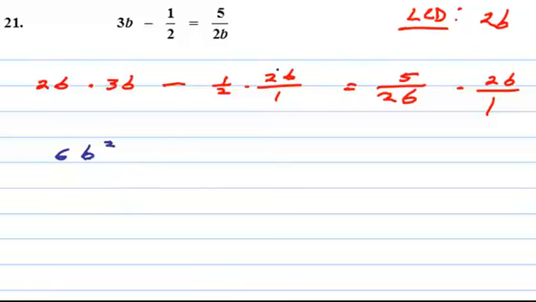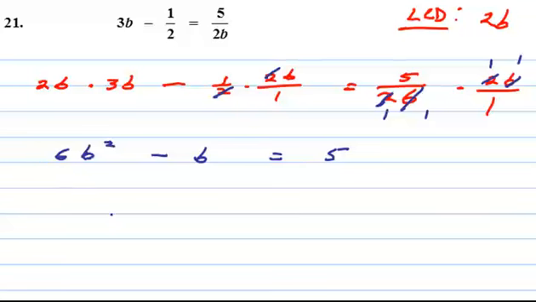So we're going to cancel the 2 in this numerator with the 2 in that denominator, and that leaves us with minus b. And in this last expression, we can cancel the 2's. We can cancel the b's. And we're left with 5 over 1, which is just 5. So now we're left with just an equation, and we have to determine what type of equation it is.